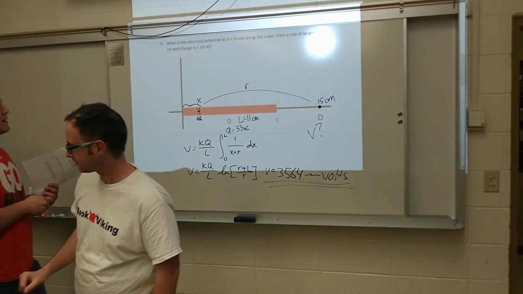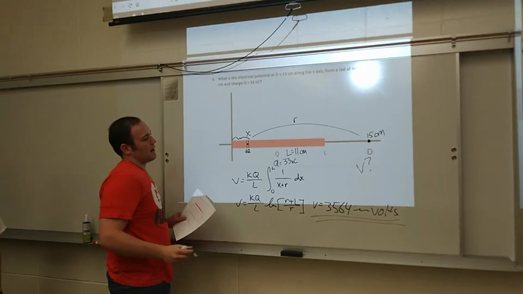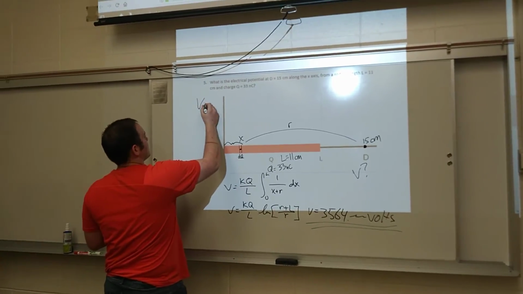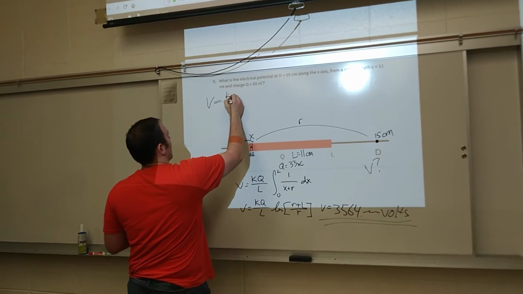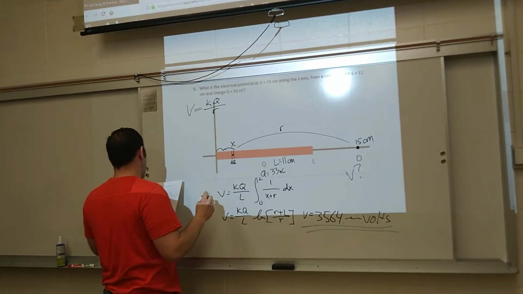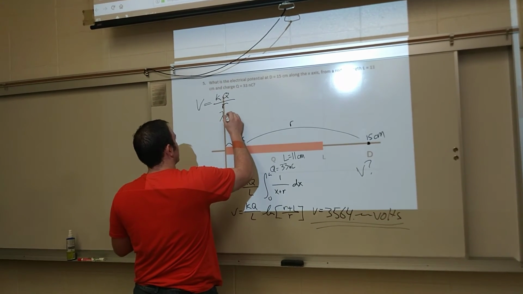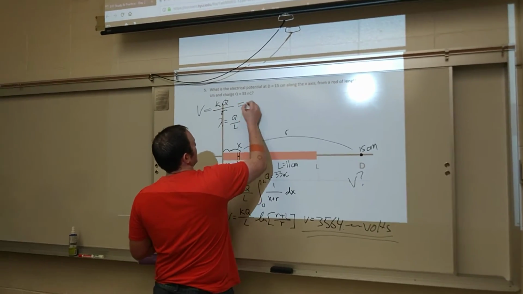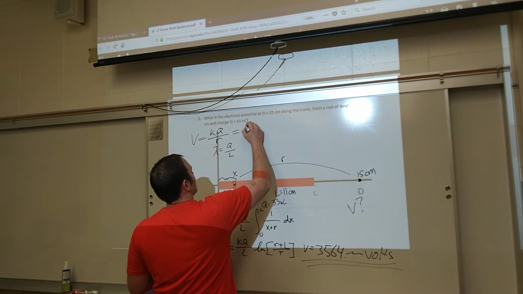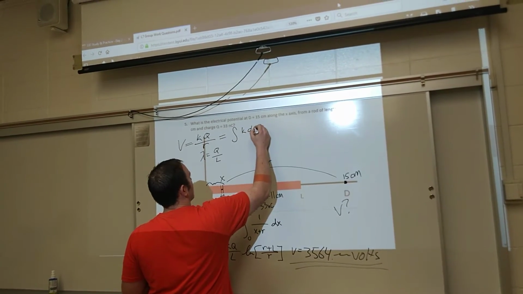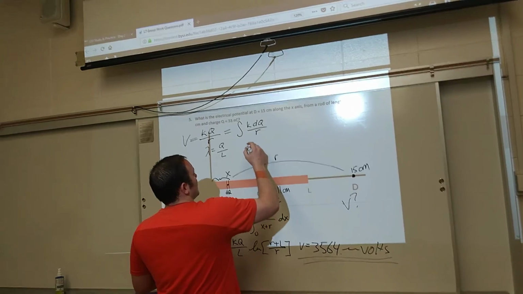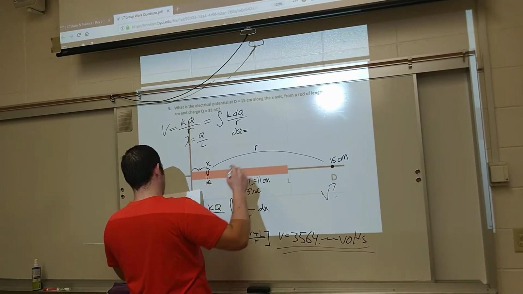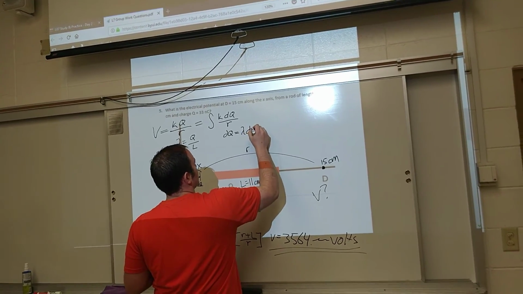Perfect. So just to clarify how he got to this point, if you're really interested, I can show you how to do that real quick. And we know that V, and this is from the equation sheet, V is equal to KQ over R. And we also know that lambda is equal to Q over L. In this we can say that that's equal to the integral of K dQ over R. And we can say that dQ is equal to lambda dx, and that really just comes from this formula over here.